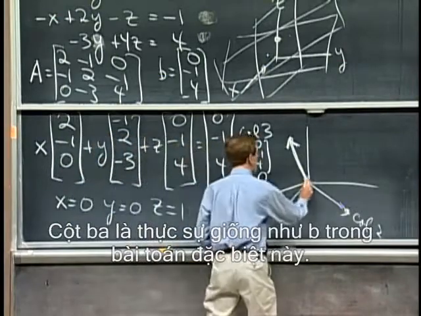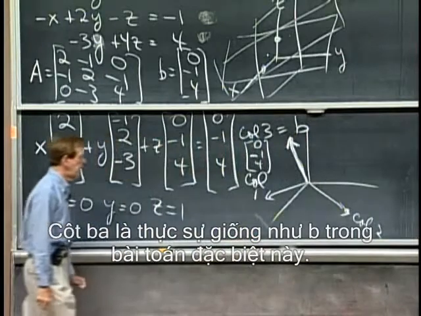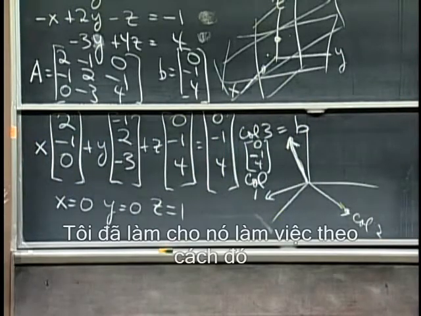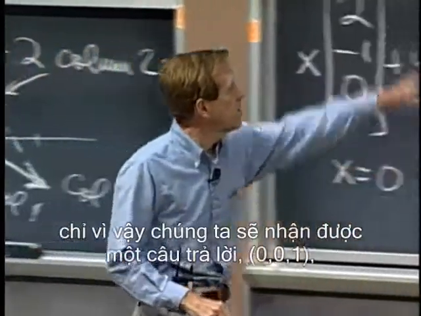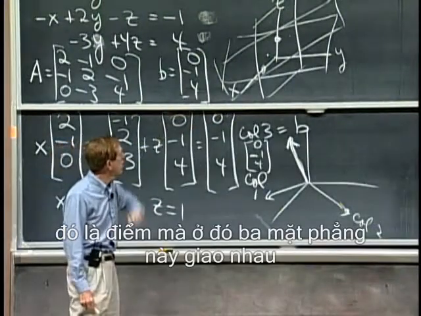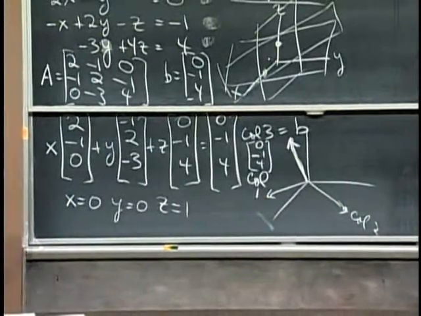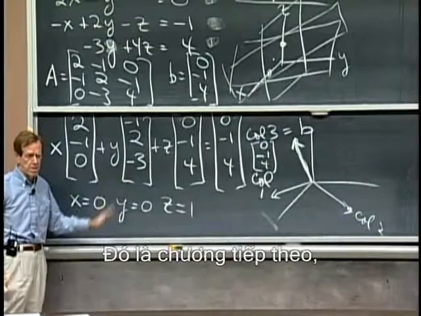So this column 3 is actually the same as B in this particular problem. I made it work that way just so we would get an answer, 0, 0, 1. So somehow that's the point where those 3 planes met, and I couldn't see it before. Of course, I won't always be able to see it from the column picture either.